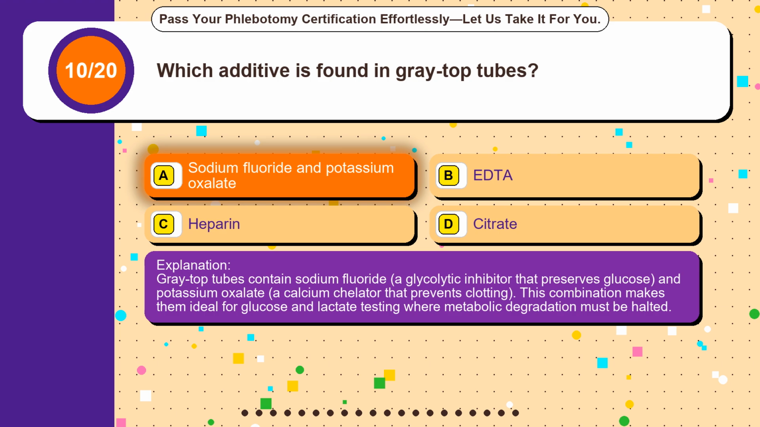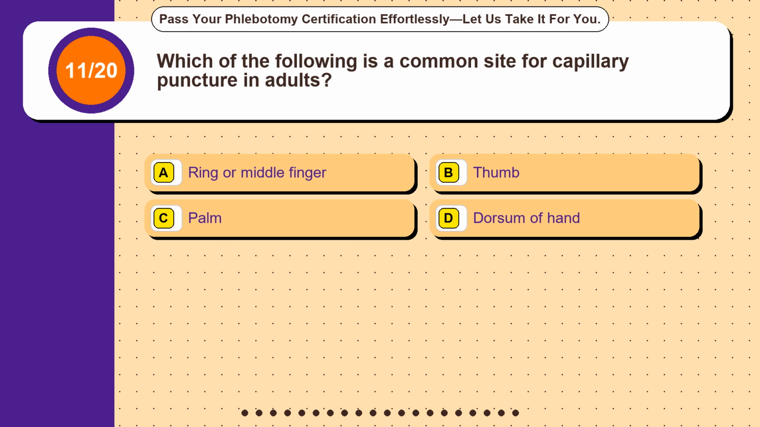This combination makes them ideal for glucose and lactate testing where metabolic degradation must be halted. Question 11. Which of the following is a common site for capillary puncture in adults?